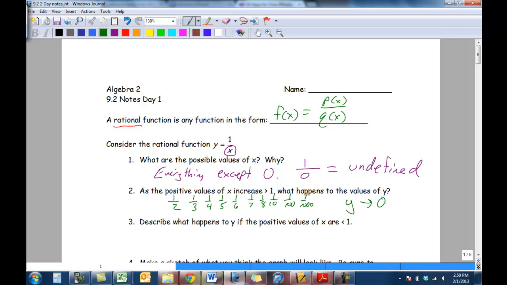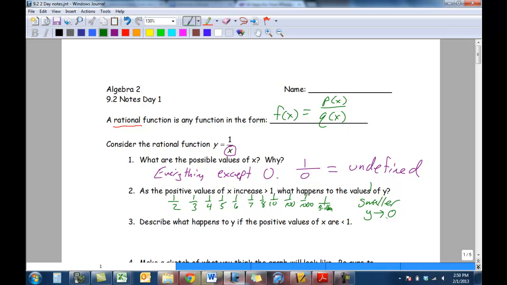It gets smaller and smaller and smaller, right? But will it ever go negative? No, even if I put in a billion, 1 divided by a billion is just really teeny tiny. So y is going to approach 0, but never get negative. It's just going to get smaller and smaller and smaller.